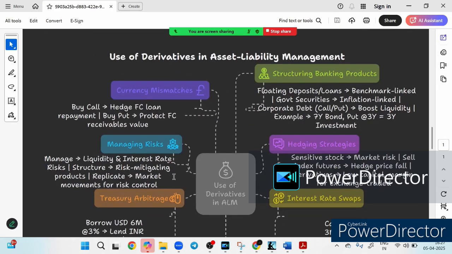Now friends, let's look at the use of derivative in asset liability management. Very important. Ever wondered how bank handle risk when interest rate fluctuate or currency value change? Right. So the answer lies in the derivative. Derivative are like financial tool which help bank hedge risk, manage liquidity, stabilize earning.